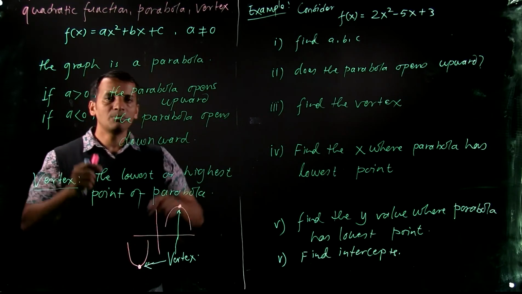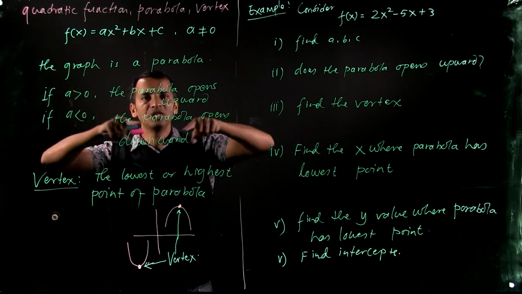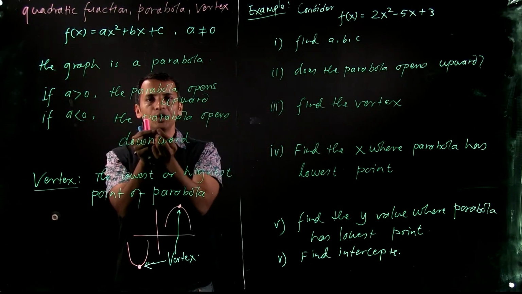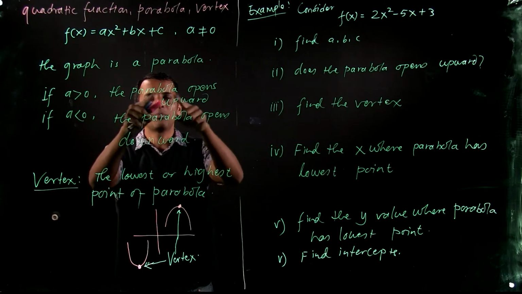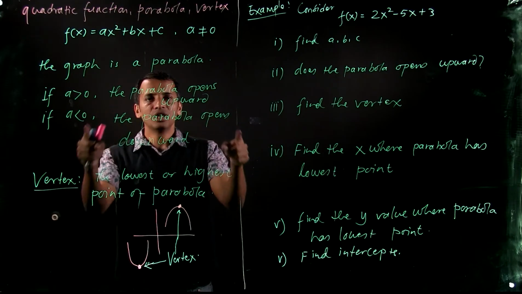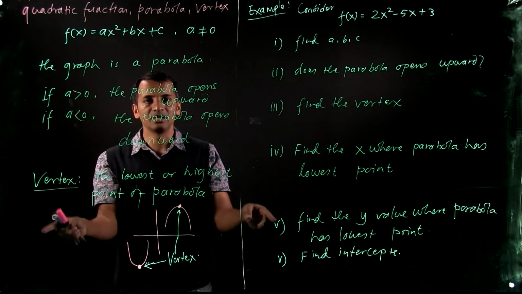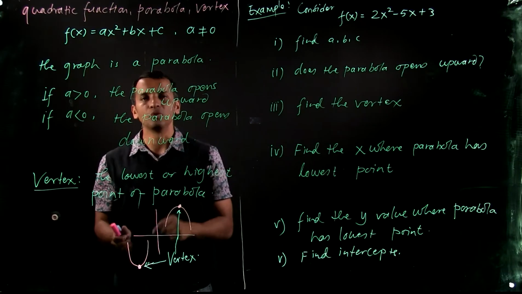All right, so when the parabola opens upward, it is U-shaped. In that case, you will see a lowest point there. Similarly, if the parabola opens downward, you will see the opposite of the U, a cap kind of shape. In that case, you will see the highest point there.